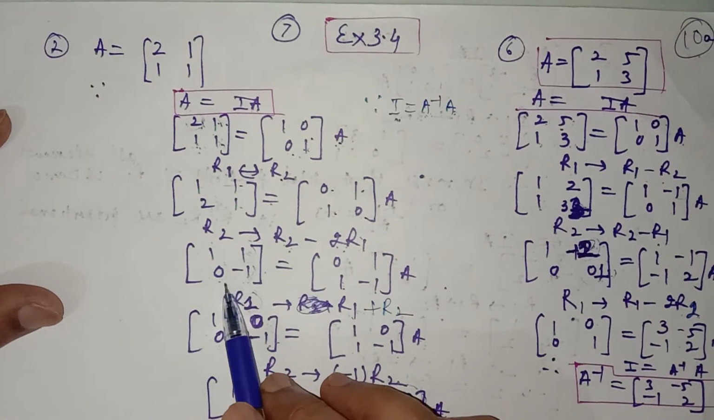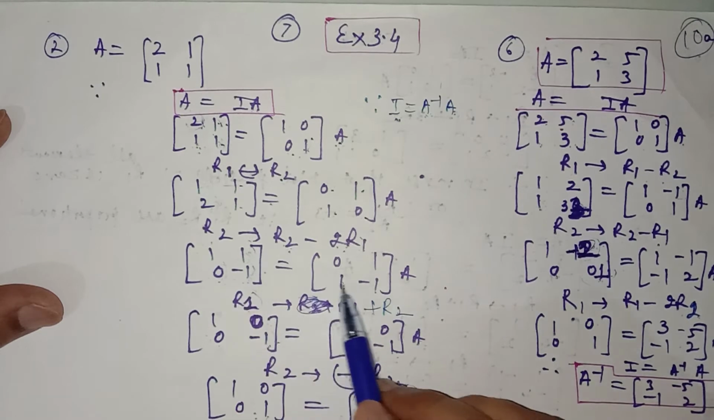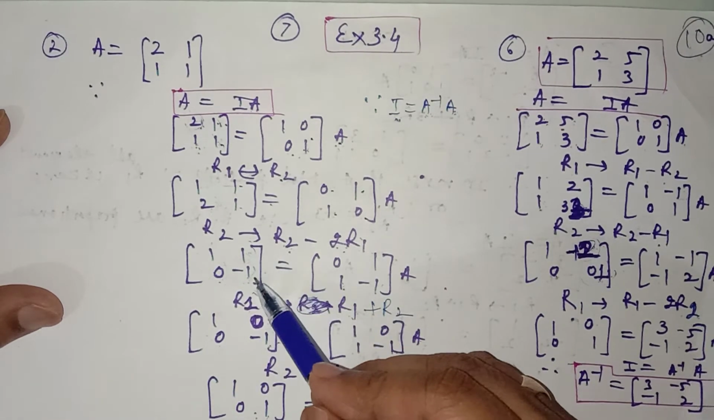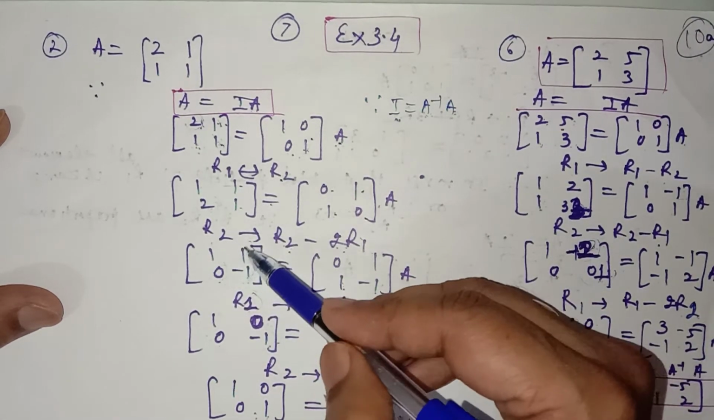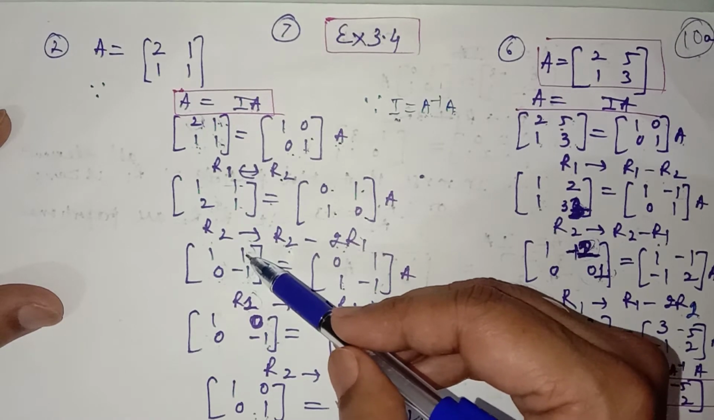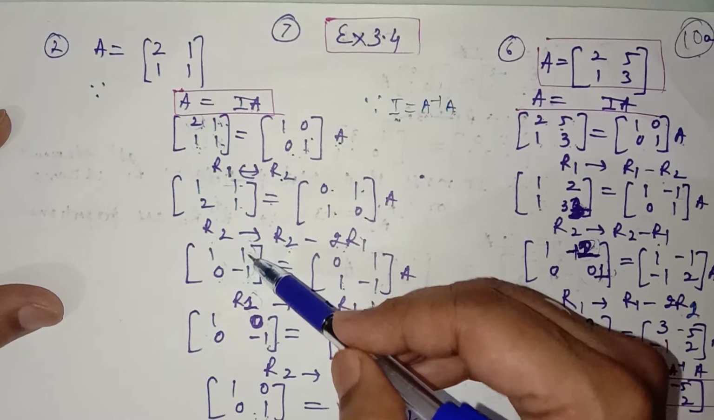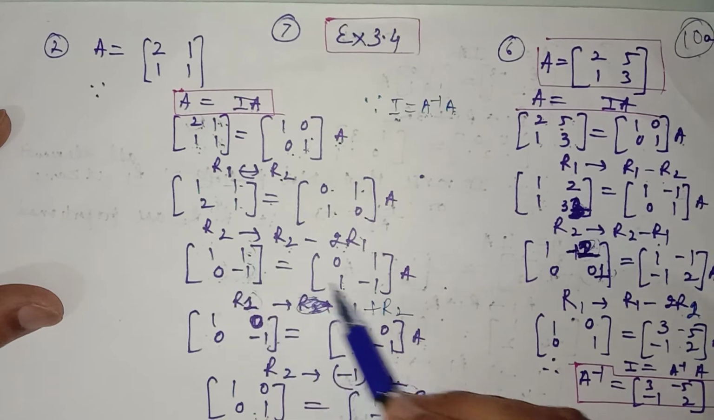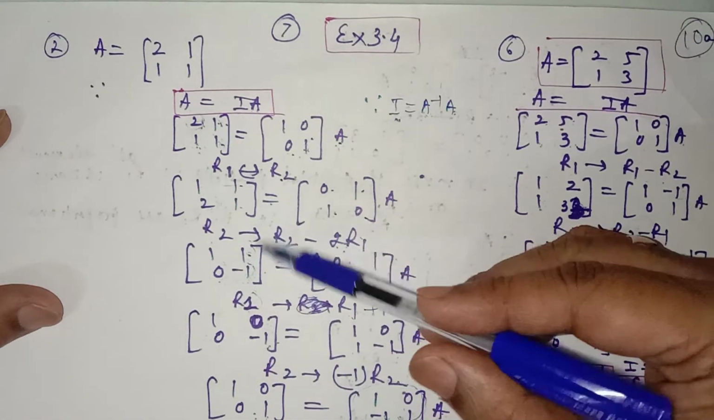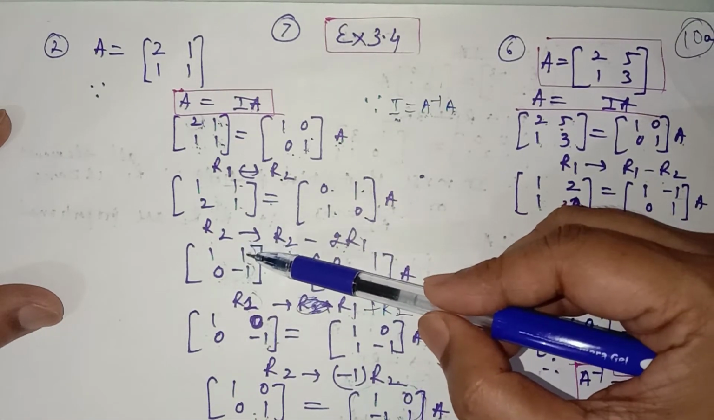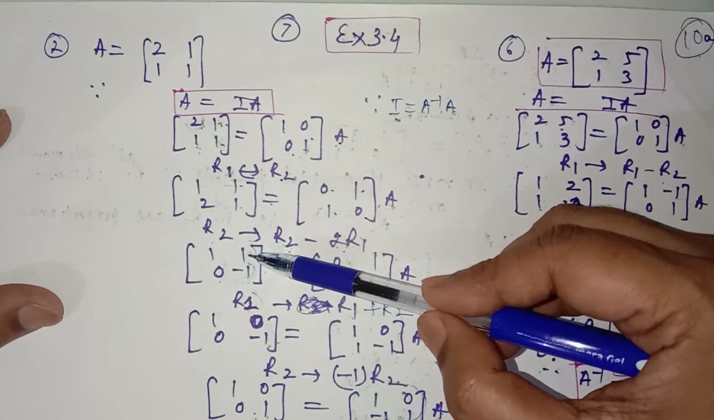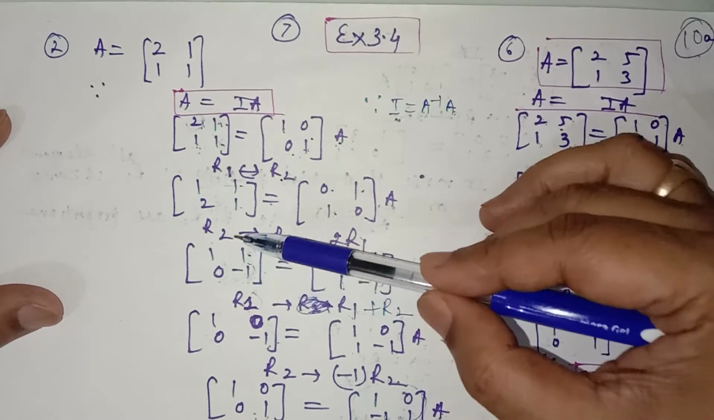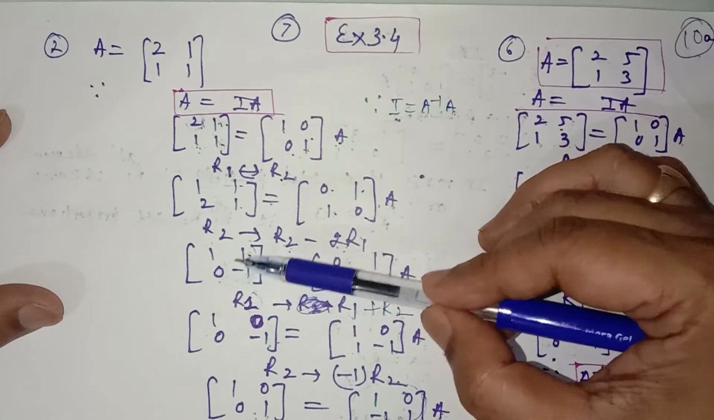So you will get 0 1 minus 1 0. I have done here, first of all, convert this element as 0. In this case I have done this, bring this element as 1. Now you can bring it 1 here by multiplying the second row by minus 1. So what I have done, I have converted this element 1 as 0, because we have to bring the 0 here. So R1 plus R2, by doing you will get 0 here.